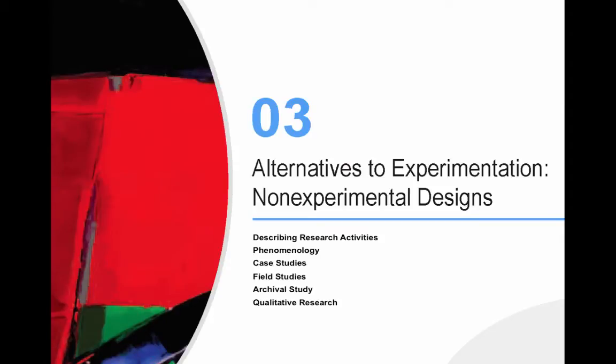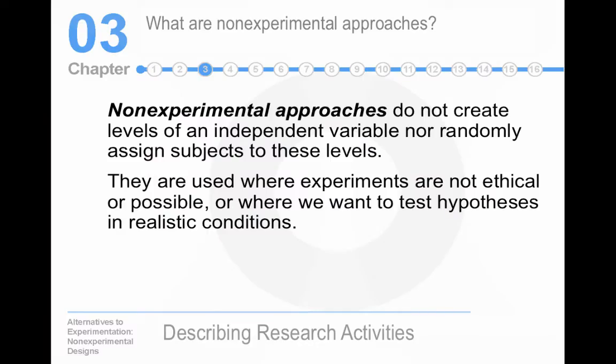Okay, today we're going to talk about chapter 3 from our book, and this is about alternatives to experimentation, the non-experimental designs that we can come up with. It's important to keep in mind that non-experimental approaches are used when it's not ethical to do an experiment or really possible to do an experiment.